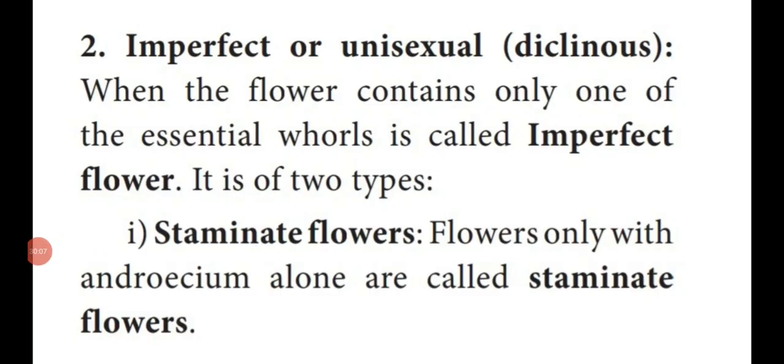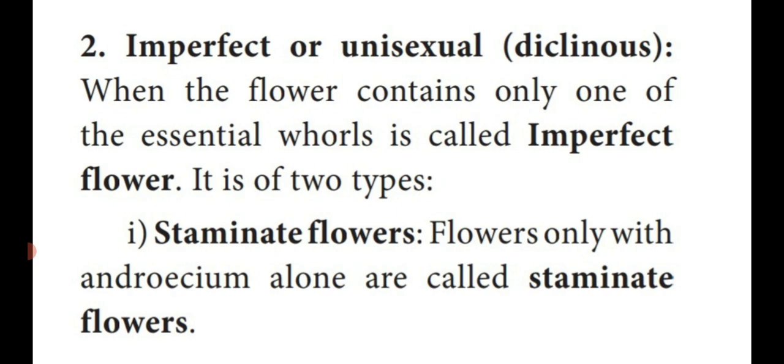Next one is imperfect or unisexual or diclinous. That means the male sex organ is present in one flower, and the female sex organ is present in another flower. So, in an individual plant, the male flower is separately located, and the female flower is separately located. That condition is said to be unisexual. See the definition: when the flower consists of only one essential whorl, it is called an imperfect flower.